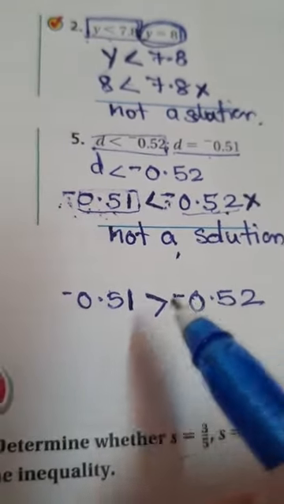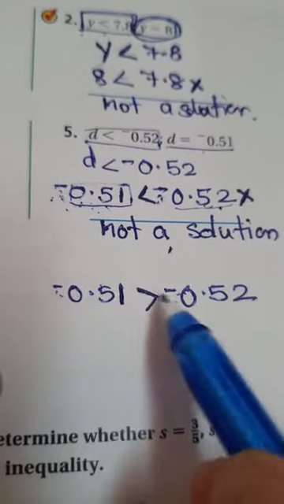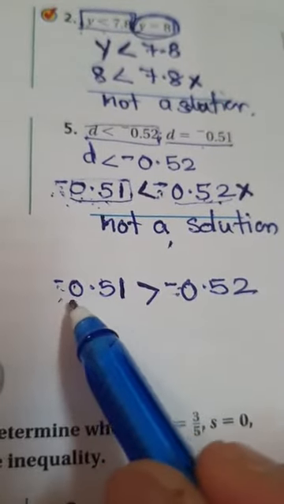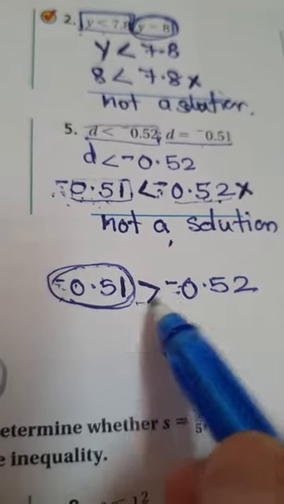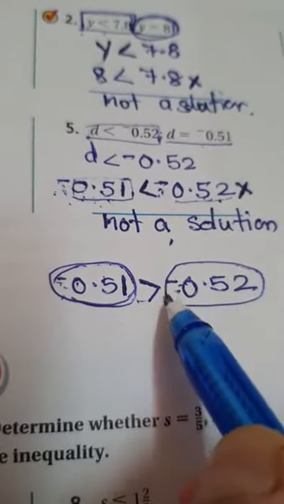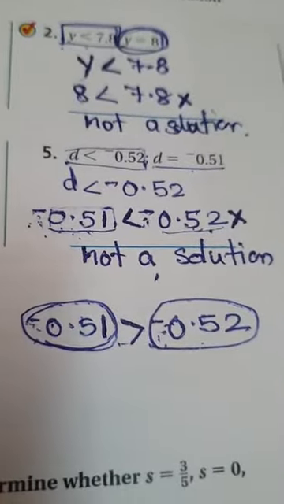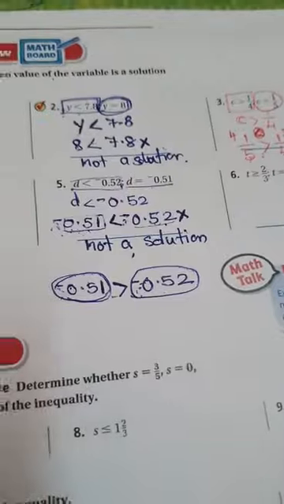I'm repeating again, when you are comparing two negative numbers, the smaller number with the negative sign becomes greater than the bigger number with the negative sign. So you have to be very careful when you are comparing two negative numbers.